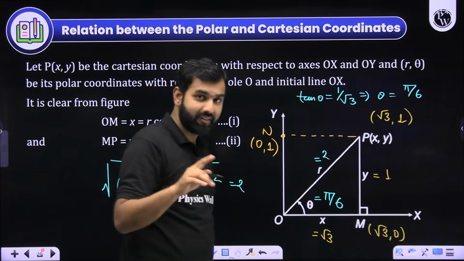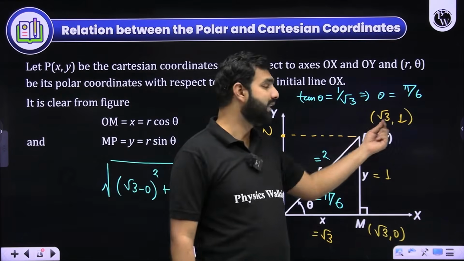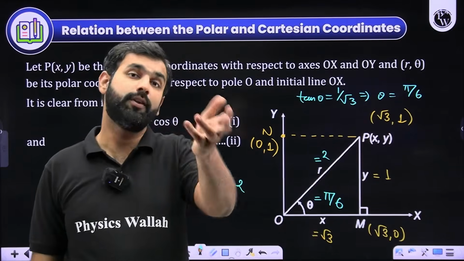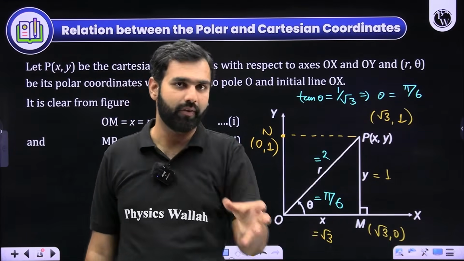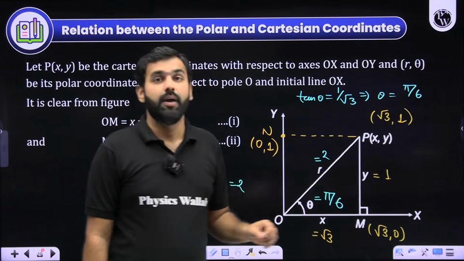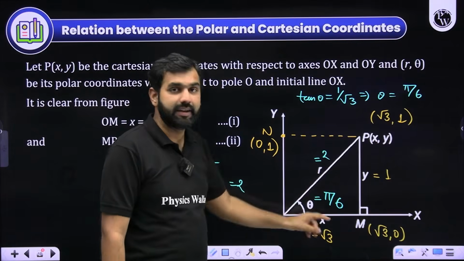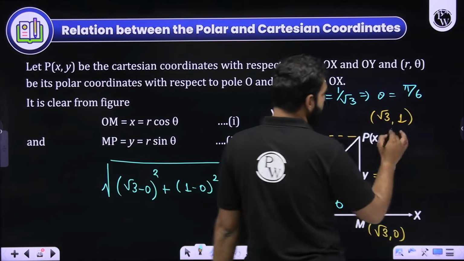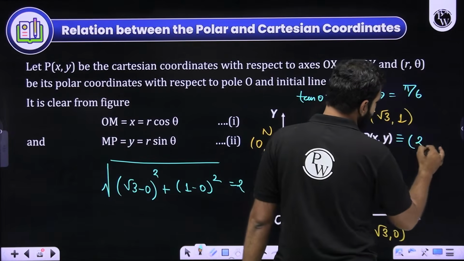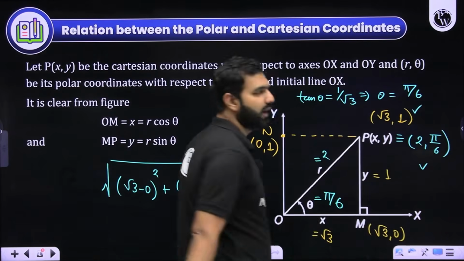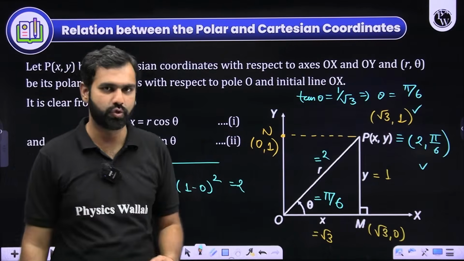So previously I was defining a point uniquely as (root 3, 1). No other point can have the coordinates (root 3, 1) apart from this point P. This point P can also be defined as (r, theta), which is (2, pi by 6). If this was the Cartesian system, this is the polar system, however you wish to pronounce it.